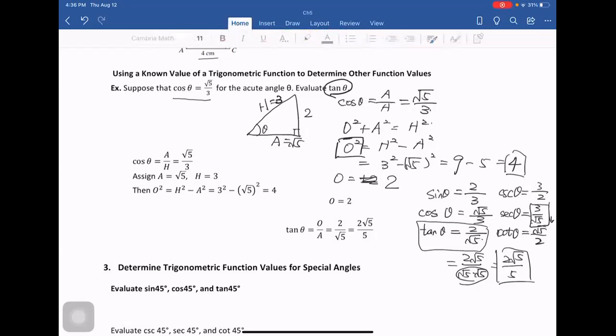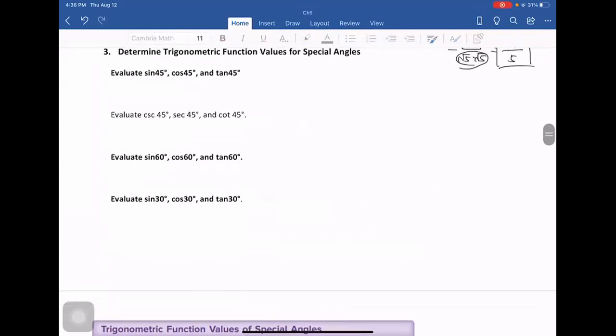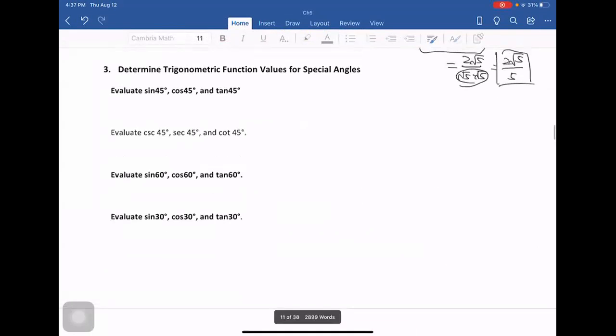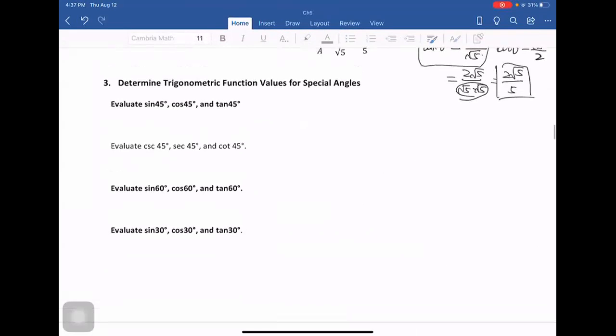Okay, let's move on to part 3. Determine trig function values for special angles. This one, maybe we will take more time to work on. If you feel this one you don't want to learn, you can skip, move to next part. But if you want to learn how we find the value of sine 45, cosine 45, and sine 60, evaluate the sine 30 degrees, then you stay here and listen.